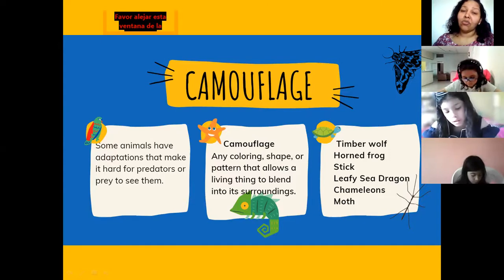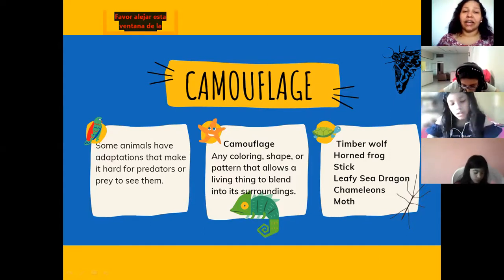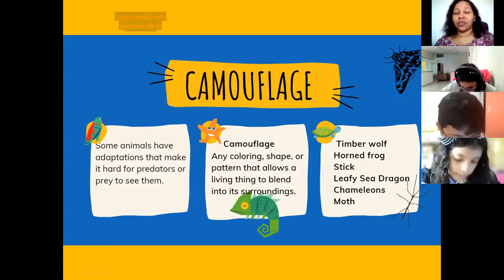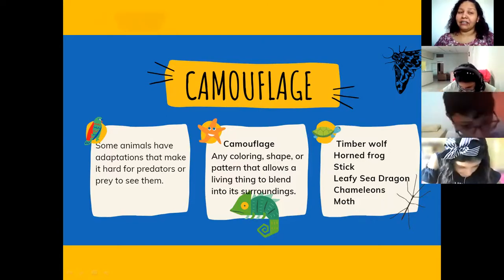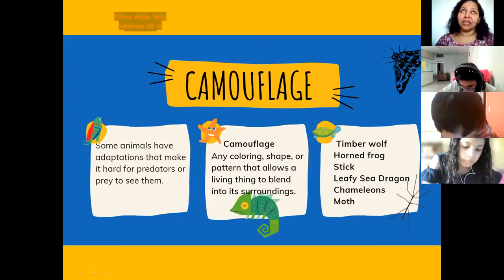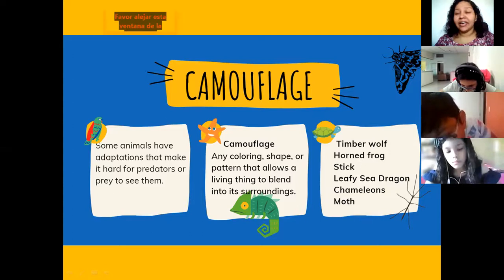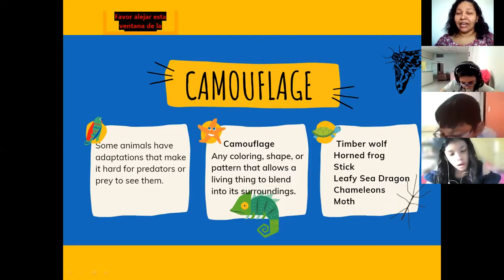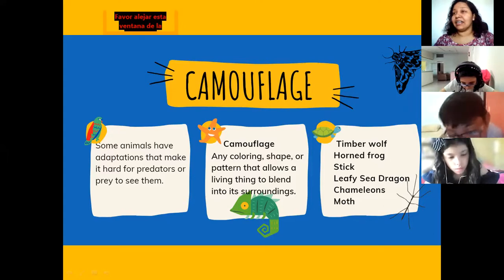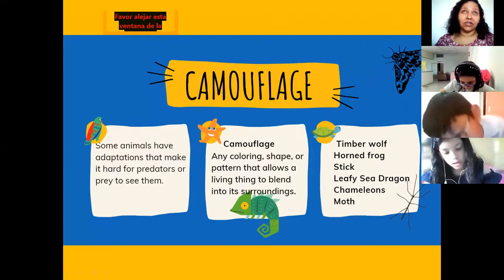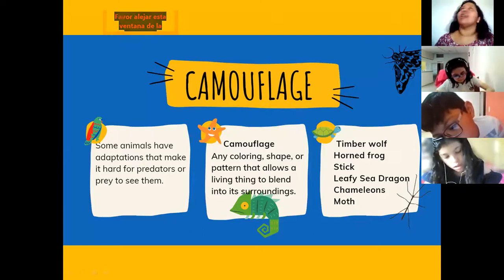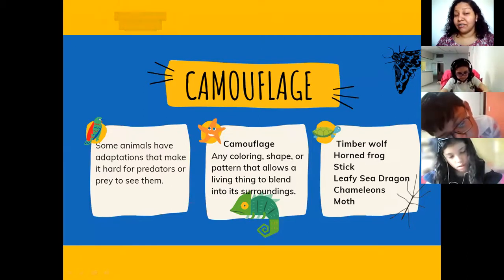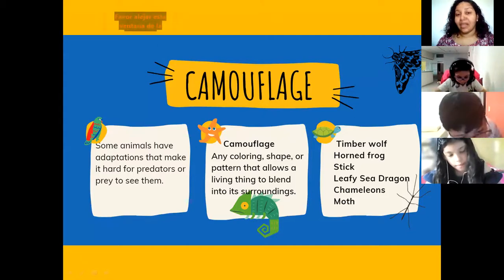Yes. And then we go to another important thing: camouflage. There are some animals with adaptations that make it hard for predators or prey to see them, especially parrots. I don't know if you remember the bird in the book that looks like a leaf. When you see parrots, sometimes you hear them and say, "Where is the parrot?" But it's in the tree. Because of the green color, sometimes it's difficult for us to see them. Yes, because they camouflage with things that are green.